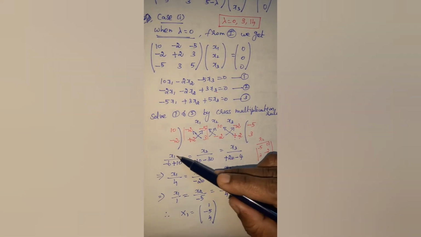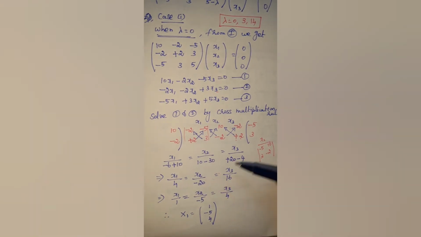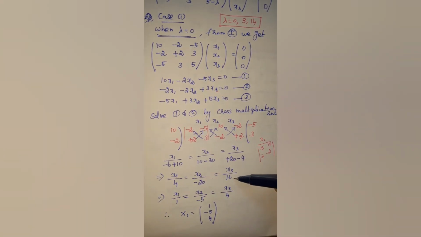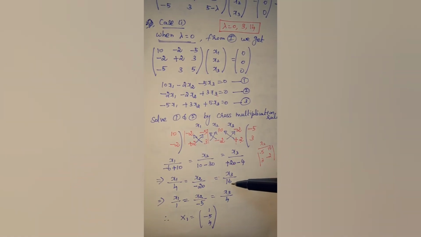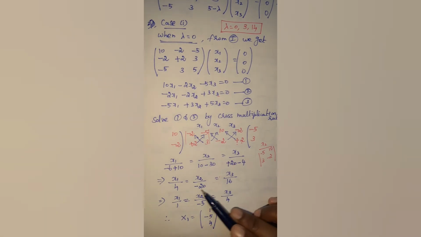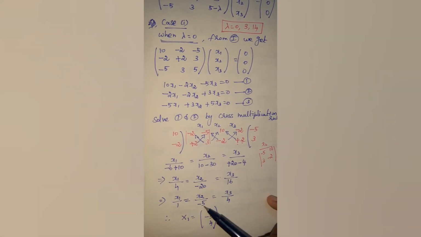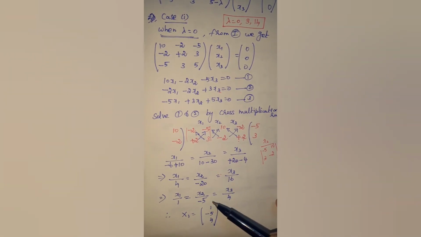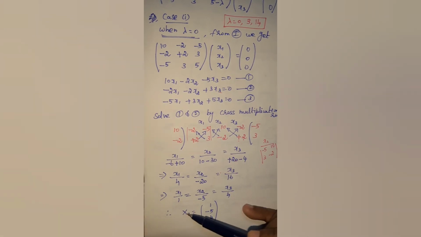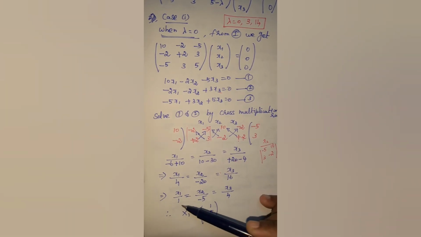Now when you solve all the three ratios, you will get x1 by 4, x2 by minus 20, x3 by 16. Now throughout you divide by the common multiplier, which is 4. So divide all the three ratios by 4, then you will get x1 by 1, x2 by minus 5, x3 by 4, which is your first characteristic vector, which you name as capital X1, equal to the column matrix 1, minus 5, 4.